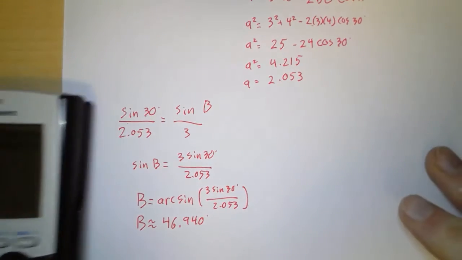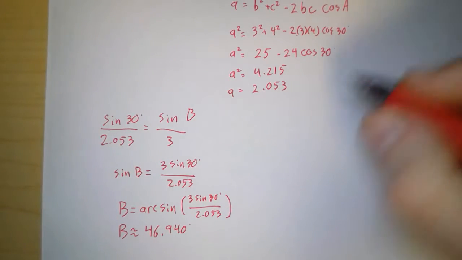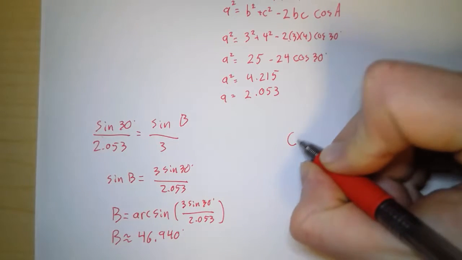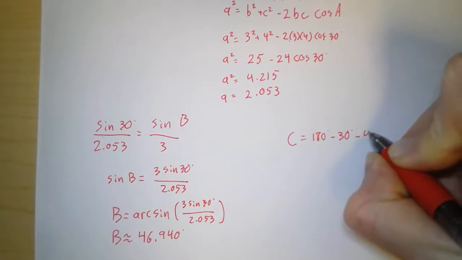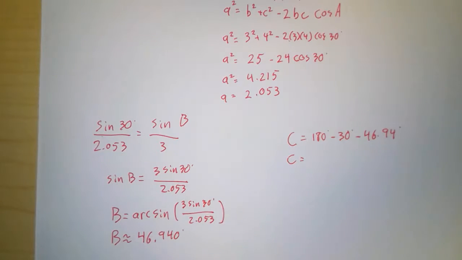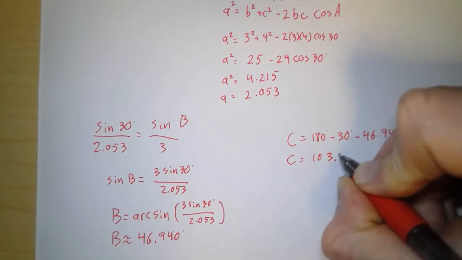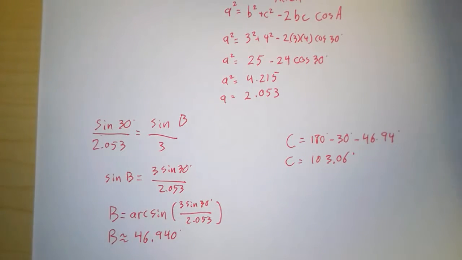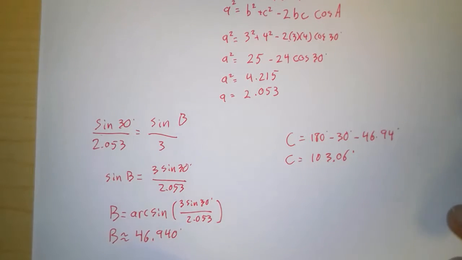46.940 degrees. So now that we've found angle B, we can find angle C. So for angle C, we take 180 degrees and subtract 30 and subtract 46.94. And so for angle C, we get 103.06 degrees. So now we found the two angles we didn't know and the one side that we didn't know.